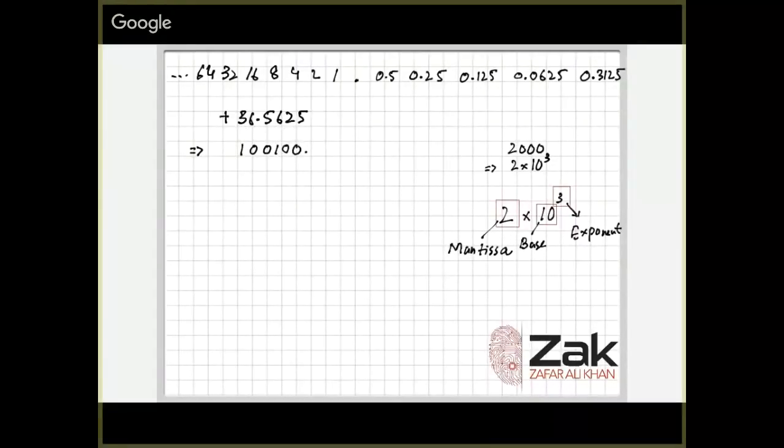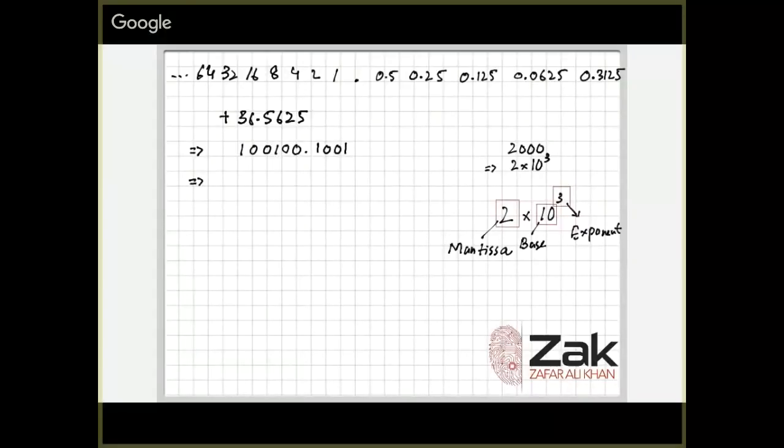And .5625, how do you get that? 0.5 plus 0.0625, that becomes .5625. So that would be 1, 0, 0, 1. Alright.